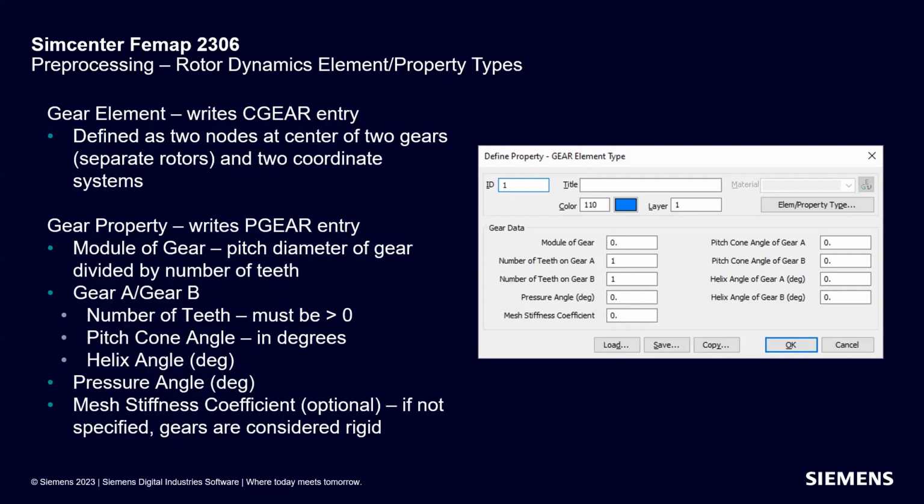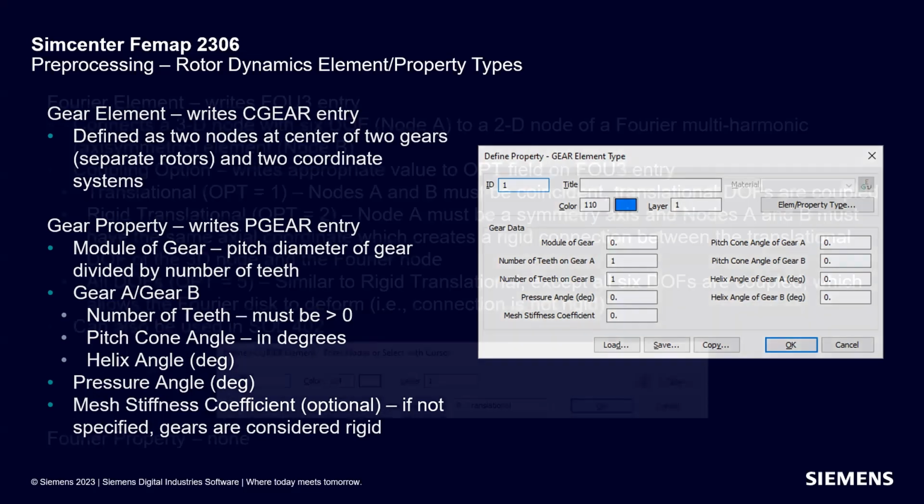And that's between two gears. It writes the PGEAR entry. So, pitch diameter of gear divided by number of teeth, the module of the gear, the number of teeth, pitch cone angle, helix angle, pressure angle, and a mesh stiffness coefficient. If it's not specified, the gears are simply considered rigid.